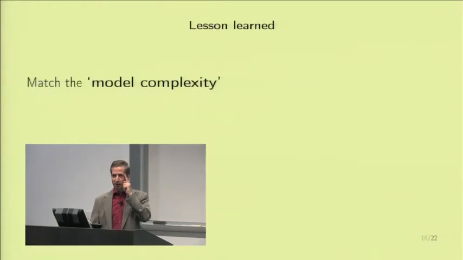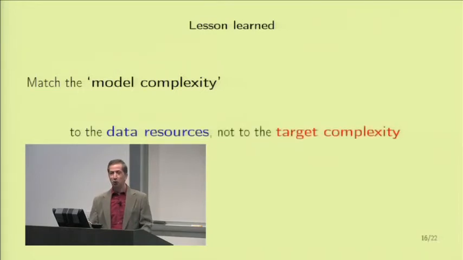Okay. So the lesson learned, if I want to articulate it, is that when you are in a learning situation, always remember you are matching the model complexity to the data resources you have, not to the target complexity. I don't know the target, and even if I knew the level of complexity it has, I don't have the resources to match it, because if I match it, I will have the target in my hypothesis set, but I will never arrive at it.